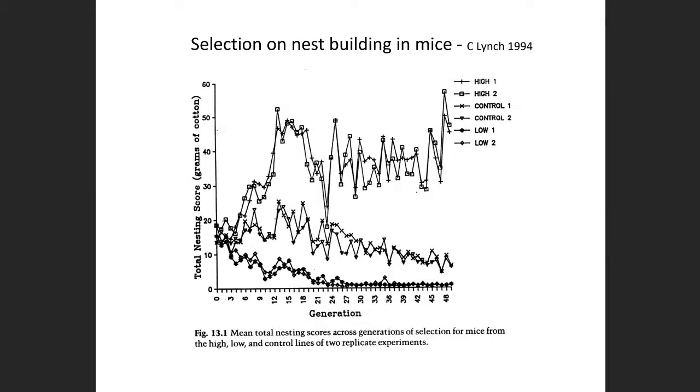Initially they were drawn at random from a large population. And 2 of the lines were high, where only the 10% heaviest nest builders were used to breed.